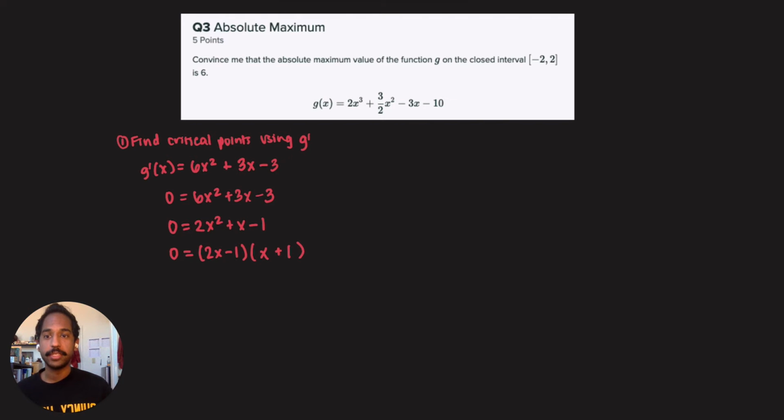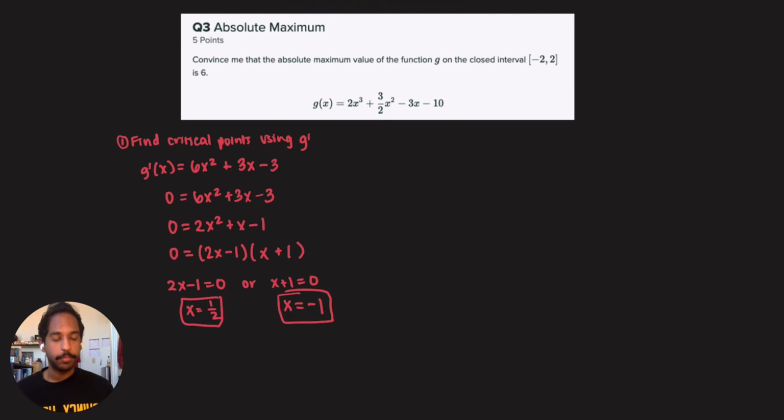And what we need to do next is use the zero product property to figure out where those critical points are. It'll be at 2x minus 1 equals 0 or x plus 1 equals 0. I'm going to add 1, divide by 2, so x equals 1/2. And here, subtract 1, so x equals negative 1. These are our two critical points.